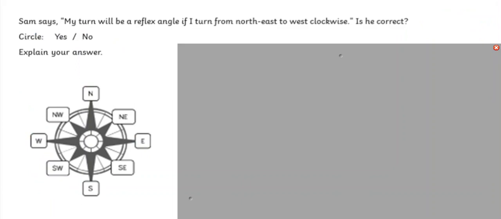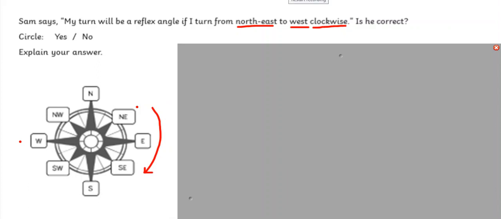Sam says, my turn will be a reflex angle if I turn from northeast to west clockwise. Is he correct? Circle yes or no. Explain your answer. Okay, so we're going from northeast, which is here, to west, which is here, and we are going clockwise. So clockwise, remember, is the way that the clock would go. So that is this way, okay?